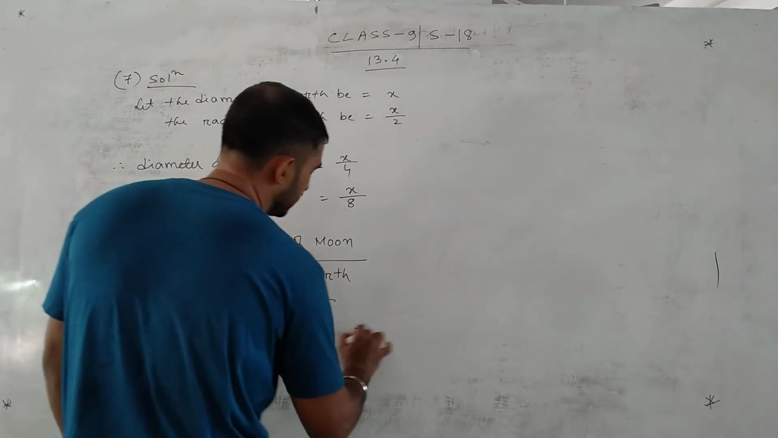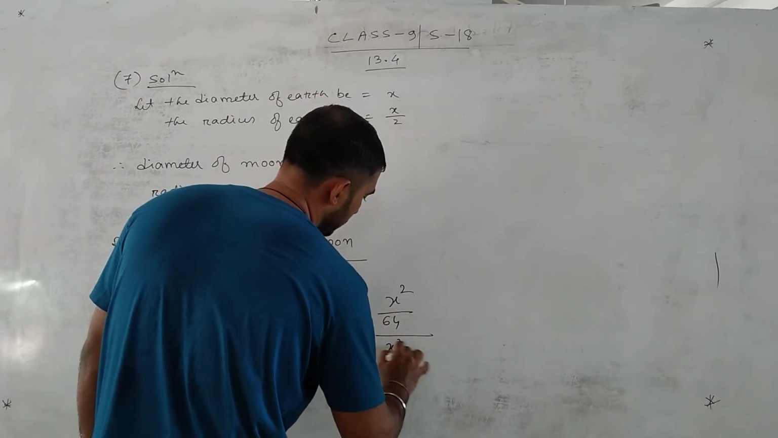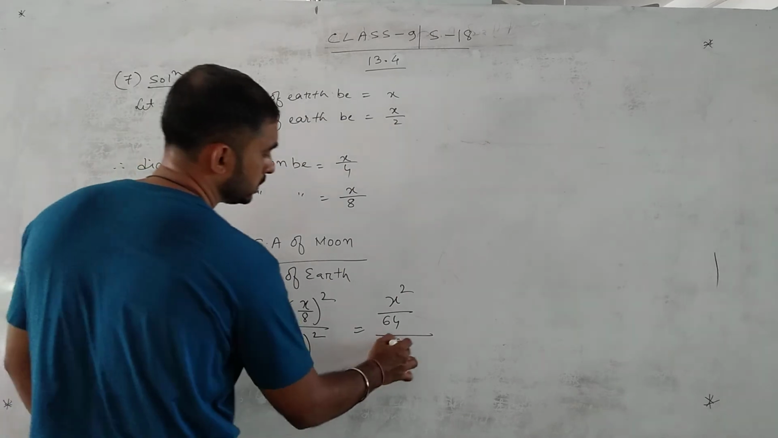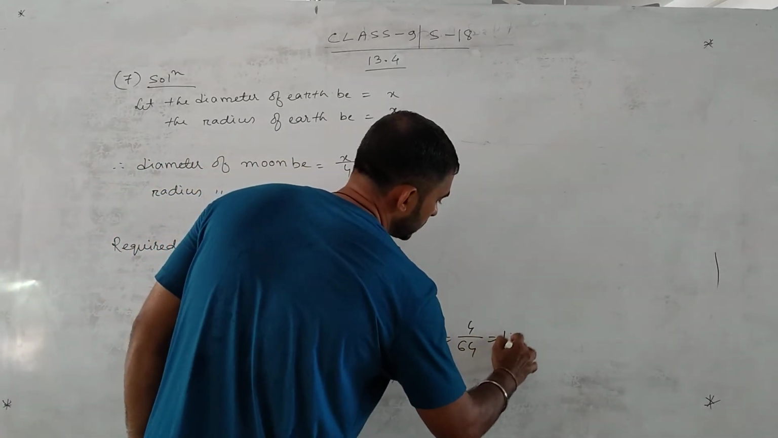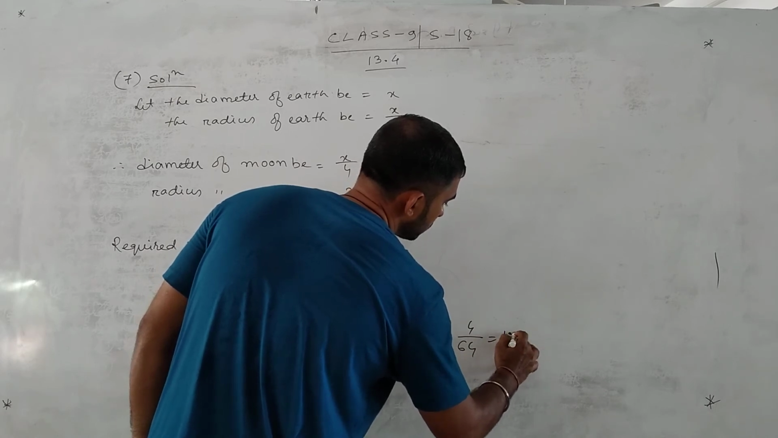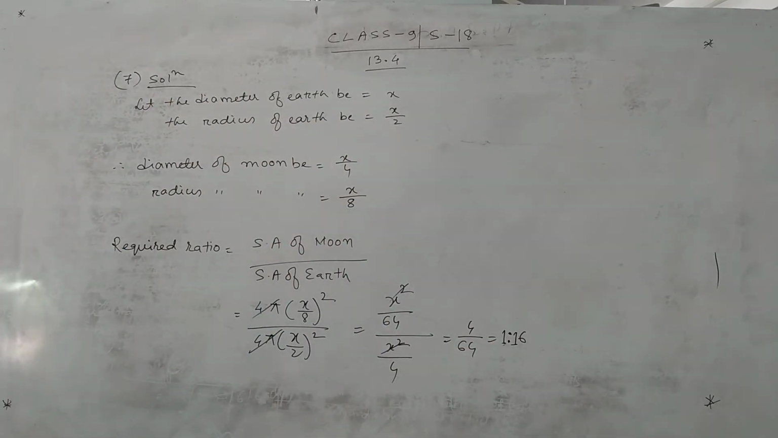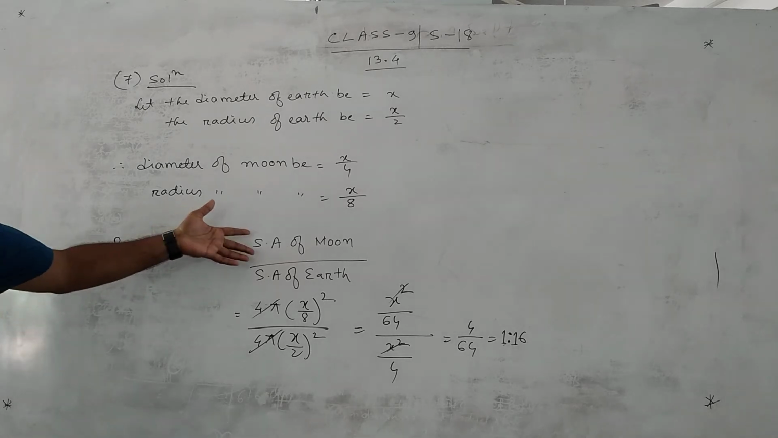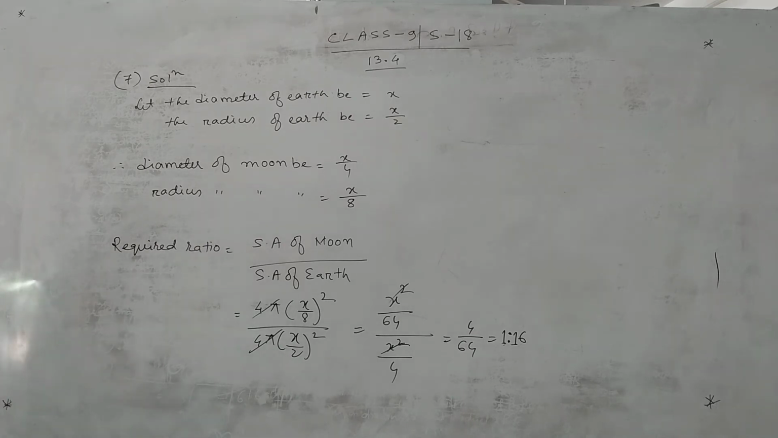Cancel. This is x square by 64, and this is x square by 4. So x cancels, and 4 by 64 equals 1:16. So 1:16 is the required ratio of the surface area of the moon to the surface area of the earth.